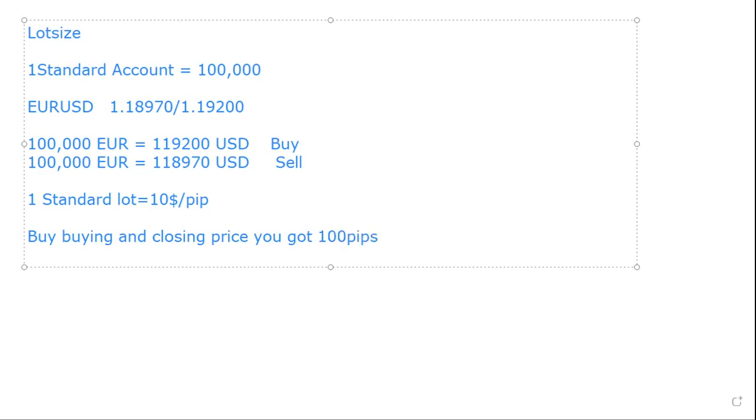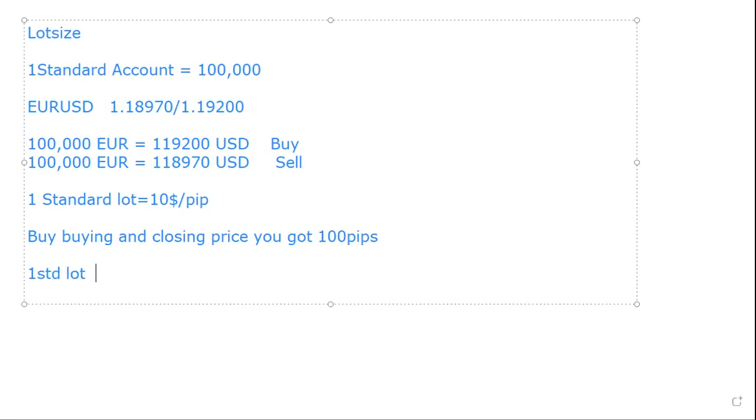Now, what will this 100 pips give you, or what will be the value of this 100 pips when you are using a standard lot? What will that mean? It means that if one standard lot is equivalent to $10 per pip, then for every one pip you take in this trade, you get $10.